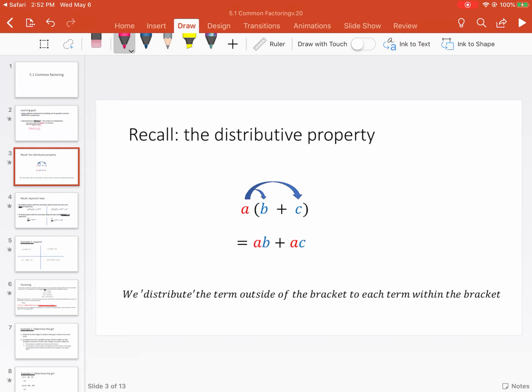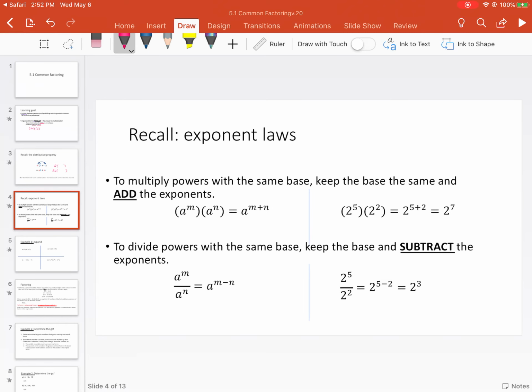So the distributive property: if there's something outside the bracket, the term, then you need to multiply that term inside the bracket. So sometimes the term on the outside will just be a number, and sometimes it will be a number with a variable as well. Okay, so it could be x, y, whatever. It doesn't matter. P, Q, doesn't matter.